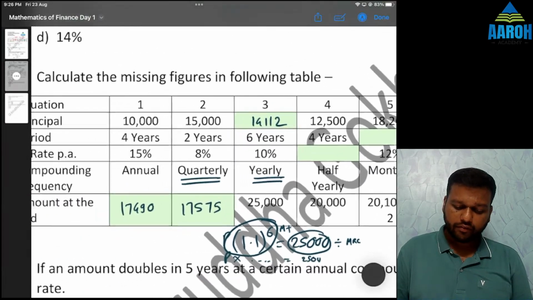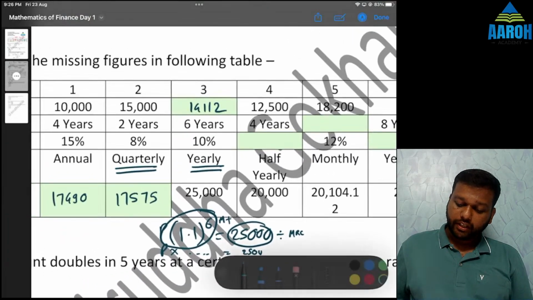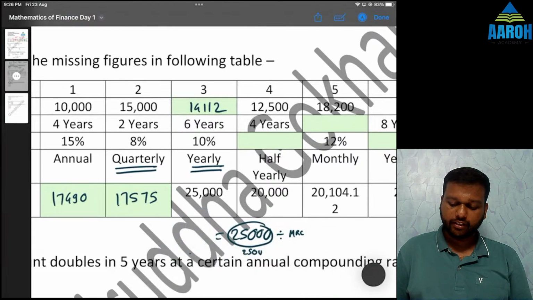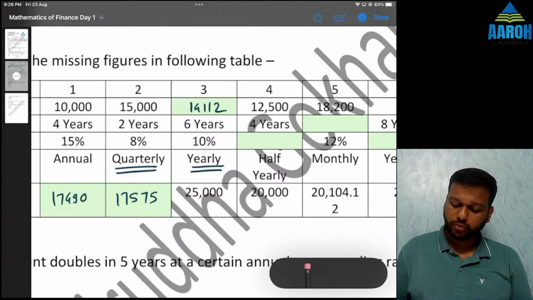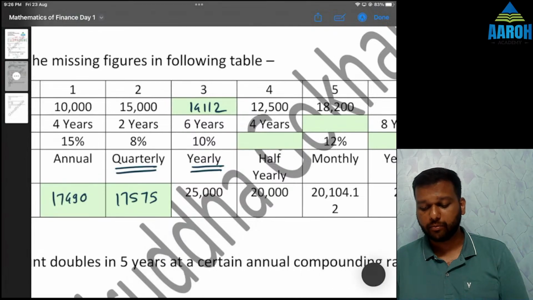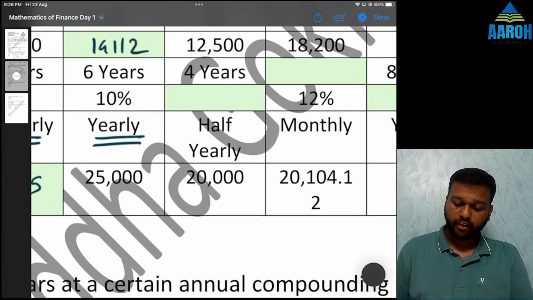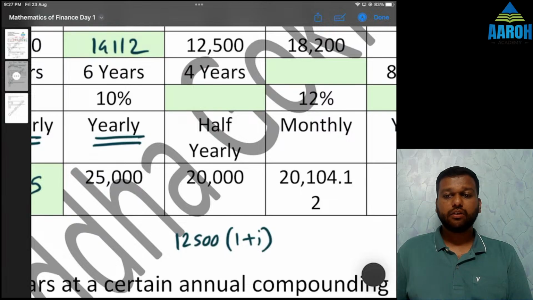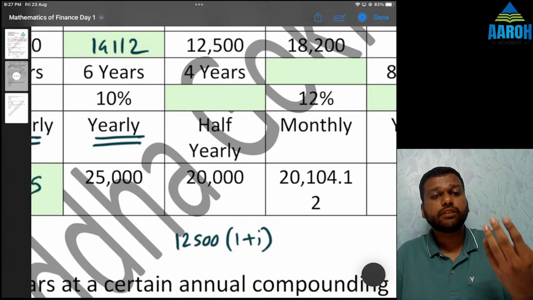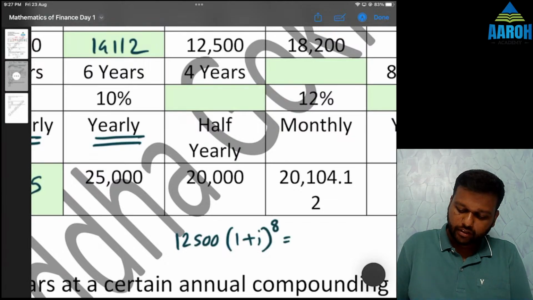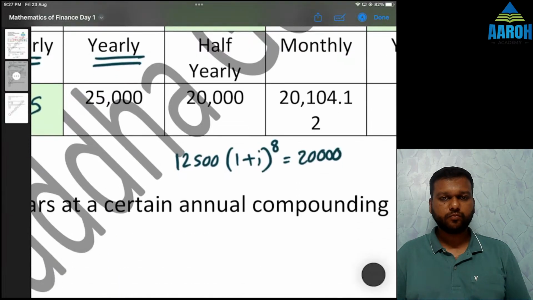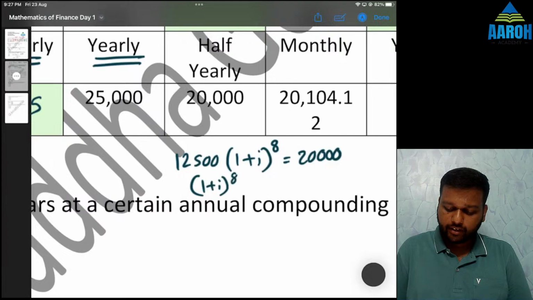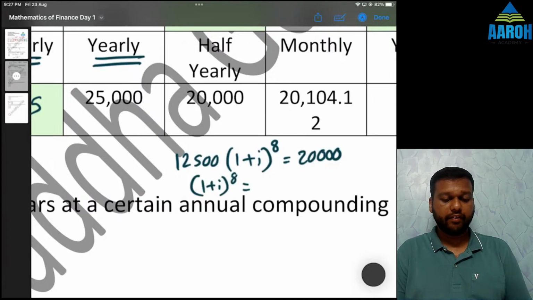Next, the fourth. In the fourth, interest rate is missing. Now generally questions where the interest rate is missing are a little bit difficult because you probably have to go to that 12 times root method. Maybe. Okay, we'll see. So what is given? Principal is 12,500 into 1 plus i, which is not given, raised to n. Now compounding is half yearly. In 4 years there are how many half years? 8, right? So raised to 8 is equal to 20,000. Fine. So that means 1 plus i raised to 8 will be 20,000 divided by 12,500, which is 1.6.